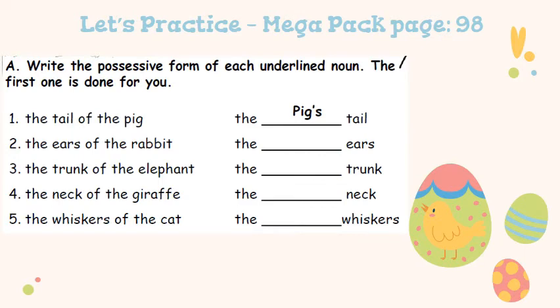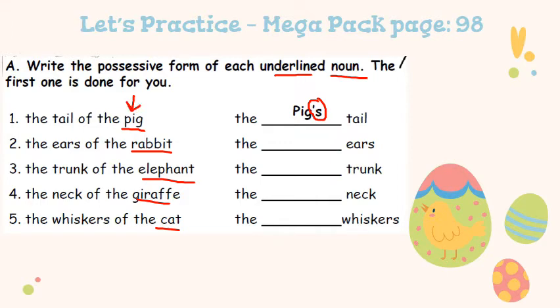Let's move on to page 98, still practicing possessive nouns. Write the possessive form of each underlined noun. The first one is done for you. So this is the underlined noun. I'm going to underline them now for you. So the tail of the pig, I can replace it by what? The pig's tail. Apostrophe S. Why? Because the noun pig is singular.